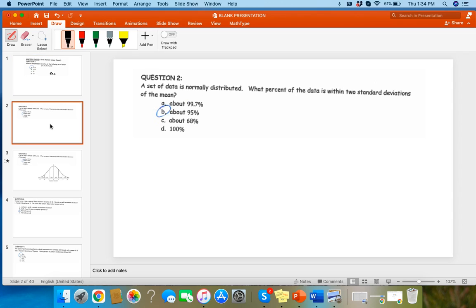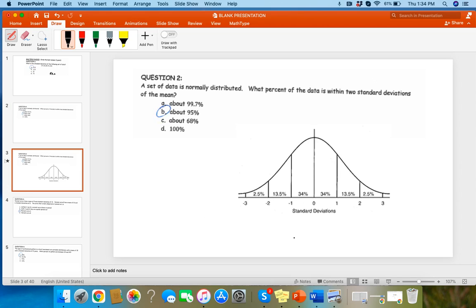Now for this one, it's talking about a set of data that's normally distributed, and it says what percent of the data is within 2 standard deviations of the mean. So when you're doing something like that, you want to draw a really quick sketch so that you can remember, okay, here are my standard deviations and these are the percentages. What you want to look for is within 2 standard deviations. So you're going to be looking from between -2 to +2. And you're going to be adding these numbers together, which many of you know already, but when you add them together, it will give you 95%.